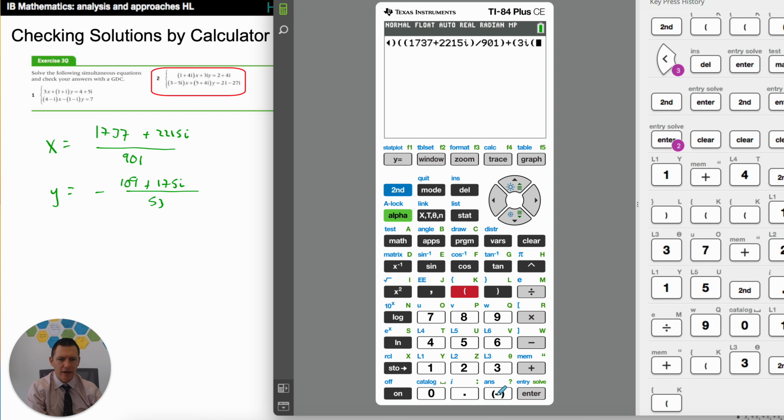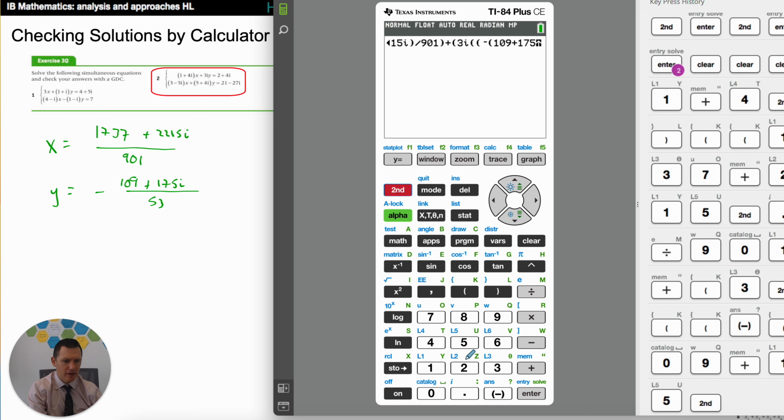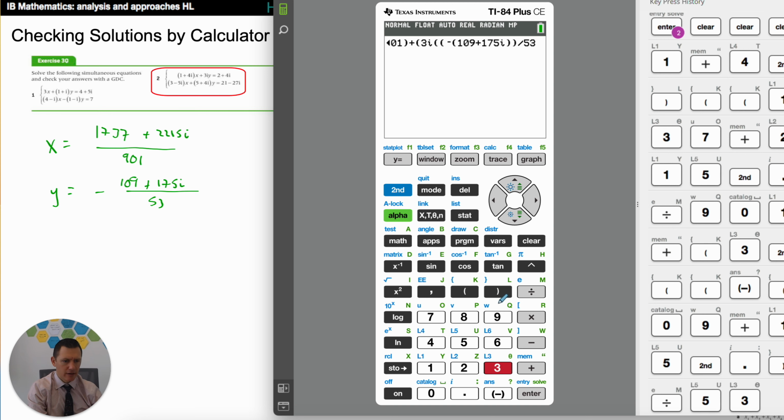So we'll go negative. I'm going to open a new parentheses for the numerator, and then say negative, all of this stuff, negative 109 plus 175i, close parentheses, that's my numerator, and then divide by 53. That's my denominator. Now I've got i, right?